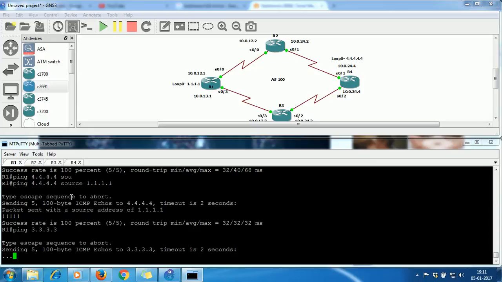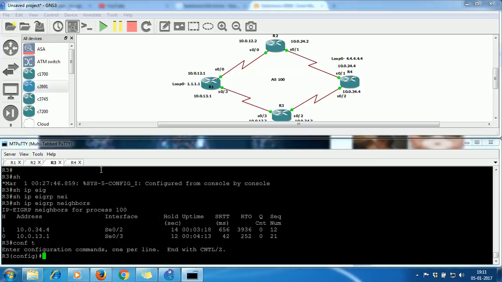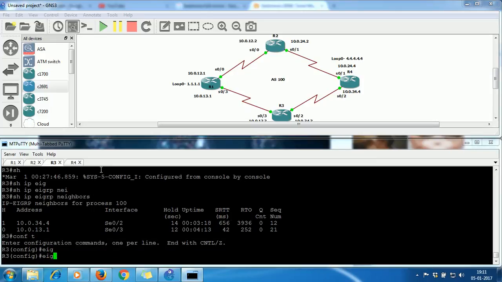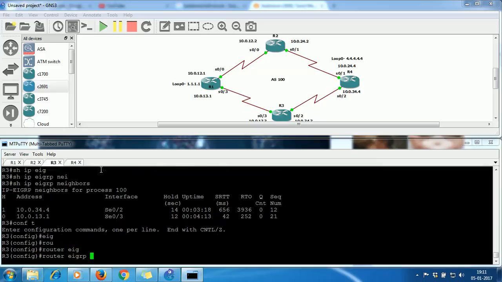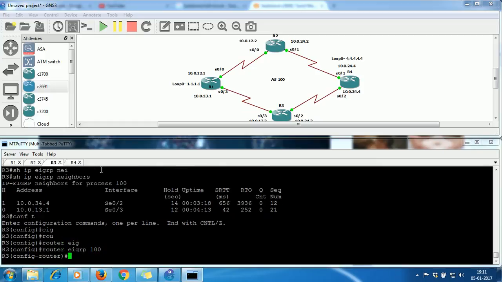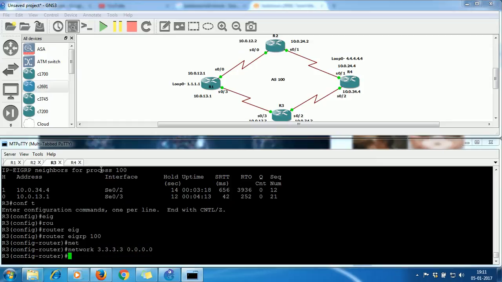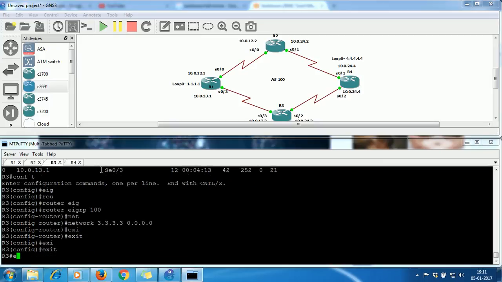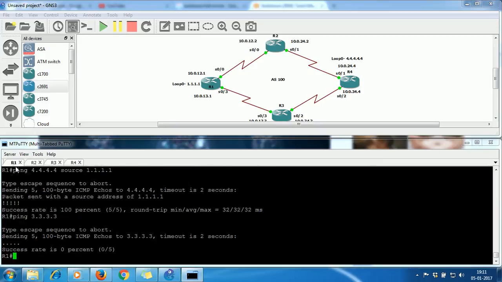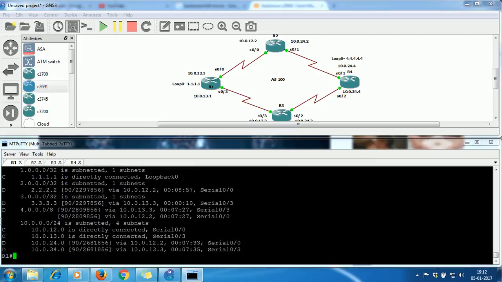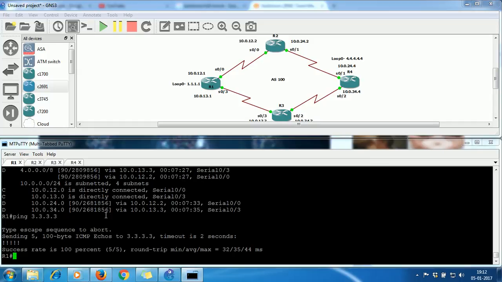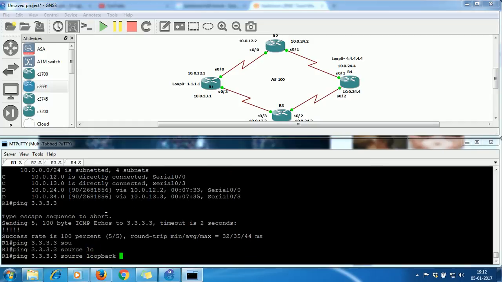So what we need to do to ping 3.3.3.3 is go to router 3, configure terminal, router EIGRP 100, network 3.3.3.3 0.0.0.0, exit. Now I have advertised the loopback of router 3 also. Show IP route. Now you should get it, yeah, you got it. See here, now you can ping 3.3.3.3 even from your source loopback.